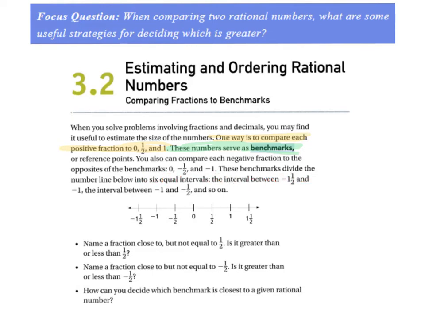These benchmarks divide the number line below into 6 equal intervals. The intervals between 0 and 1/2, the interval between -1 and -1/2, and so on. So these are intervals, right? So we'll use these benchmarks, 0, 1/2, and 1, and 0, -1/2, -1, to help us compare and order rational numbers.